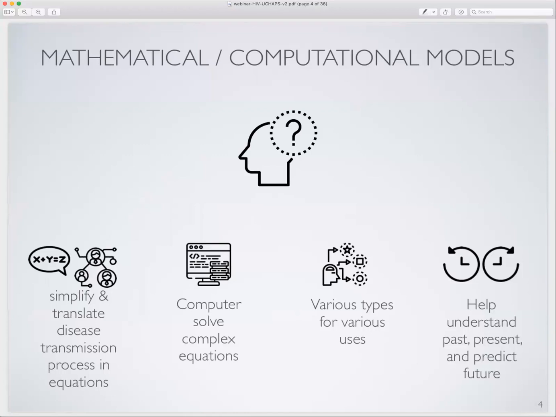Okay, so first, mathematical models are made to give quantitative insights to a particular epidemiological question. How are they made? They usually simplify and translate the disease transmission process in equations. But very often, those equations are too difficult to solve manually, so we ask computers to solve them for us. The results of the modeling analysis often come from simulations that were generated by a computer program. So although we talk about math, there is a lot of computer involved.